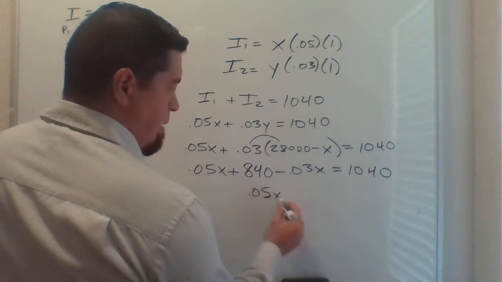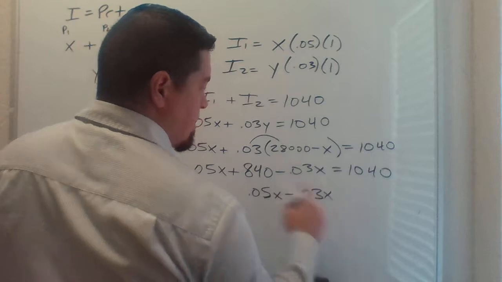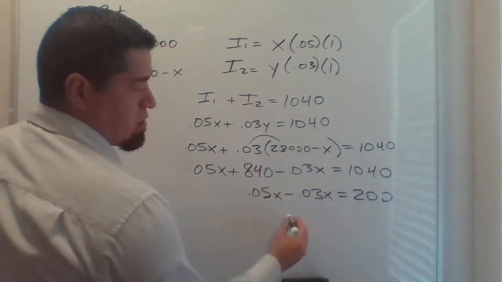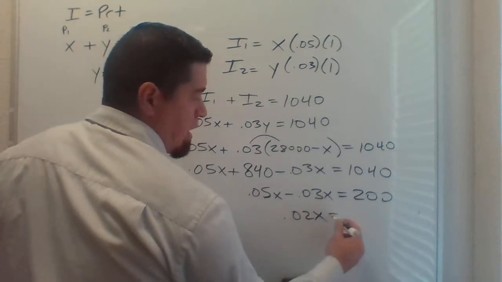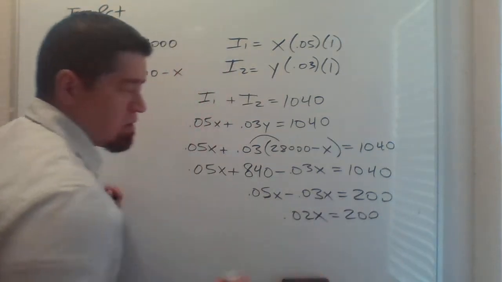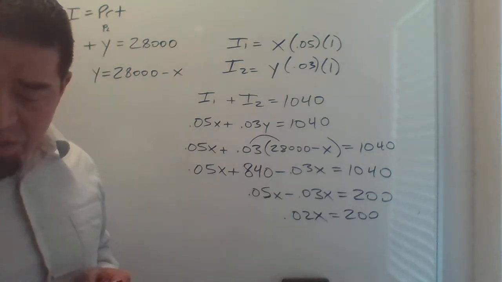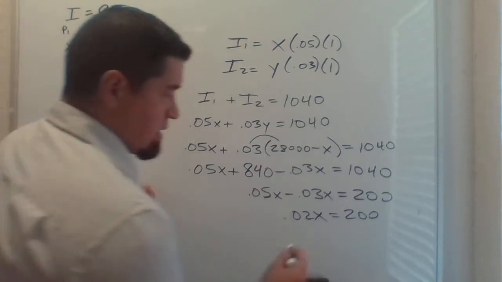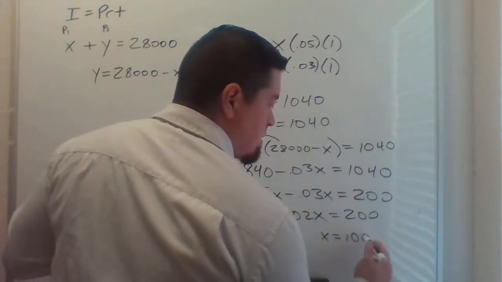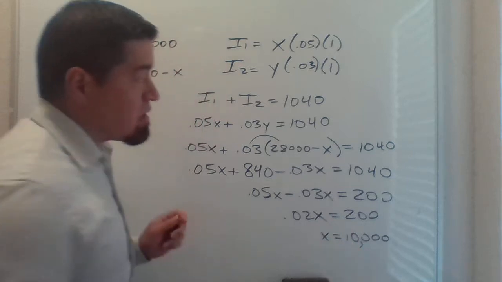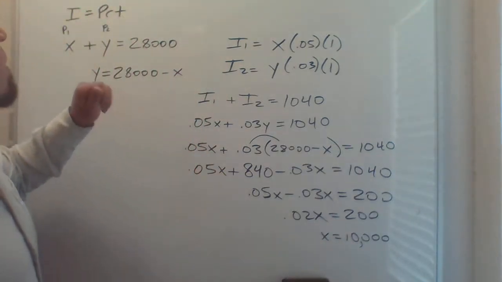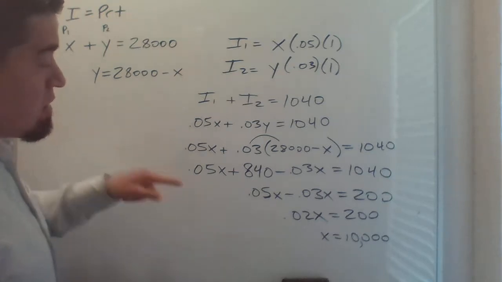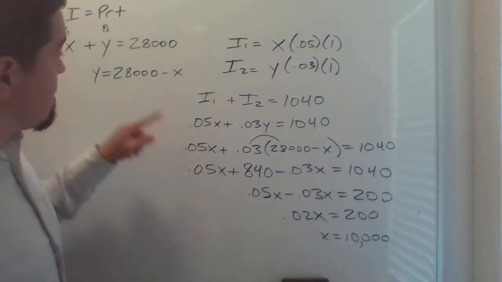0.05x minus 0.03x, and subtract 840 from 1040, you get 200 over here. Combine these like terms and you get 0.02x equals 200. Your final step is just to divide 200 by 0.02, and you end up with 10,000. So x is 10,000. In other words, one of the investments is 10,000. That means for the other investment, you can go back and plug into this formula here.